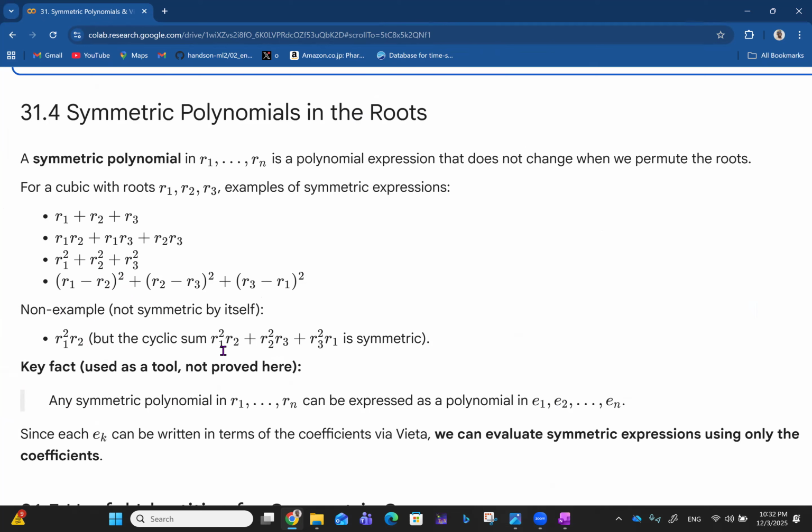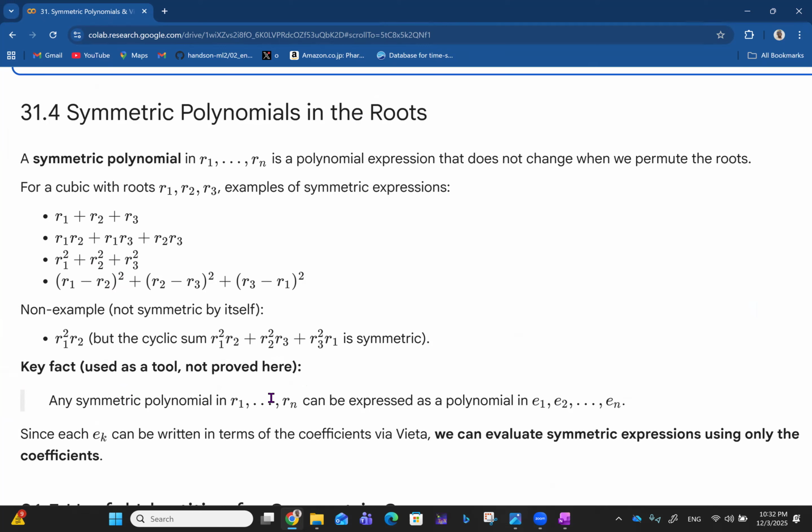But the cyclic sum will now be symmetric. So R1 squared R2 is not symmetric on its own, but because you are doing the same with all the roots, like you have R1 squared R2 plus R2 squared R3 plus R3 squared R1, this is now symmetric. Okay. So the key fact is you use it as a tool, not proved here. So you can use it as a tool.